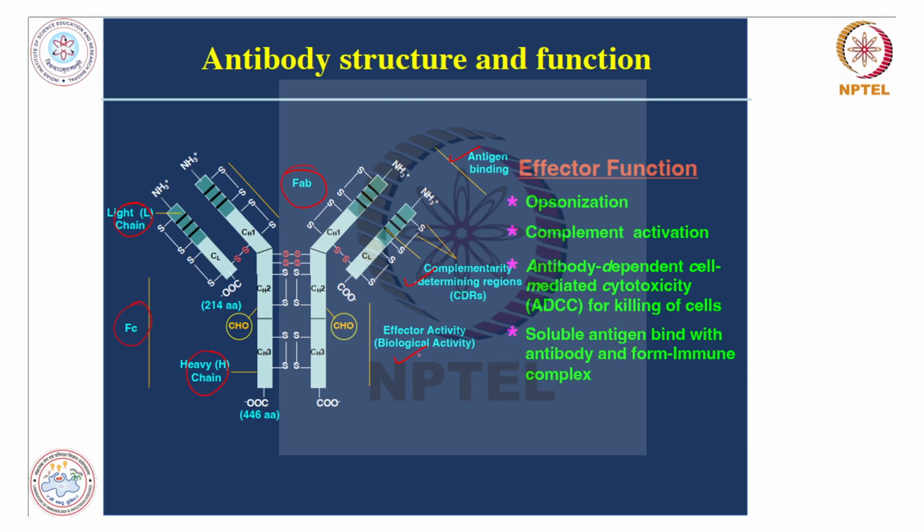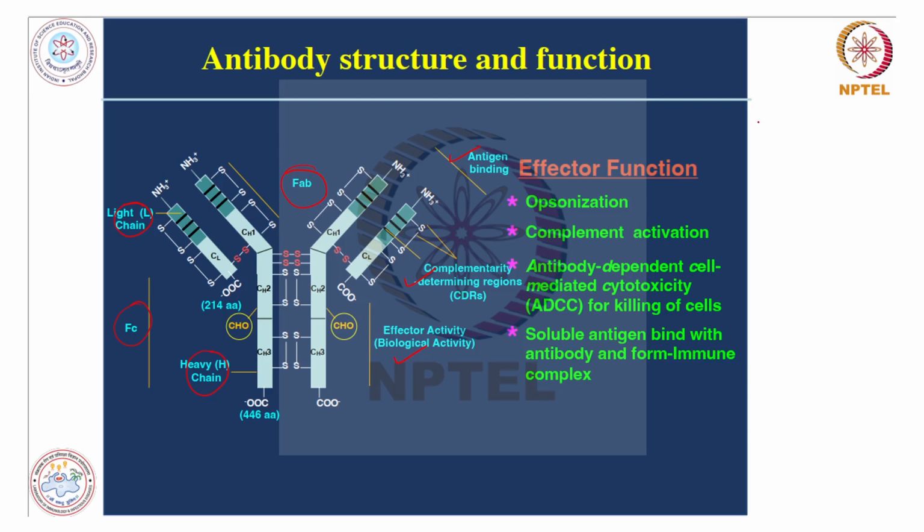And this Fc region has the effector or biological activity, which covers opsonization, complement activation, or ADCC, the antibody dependent cell mediated cytotoxicity for killing cells. It will also tell about the soluble antigens which will bind to the antibody and form immune complexes. So it has two regions.